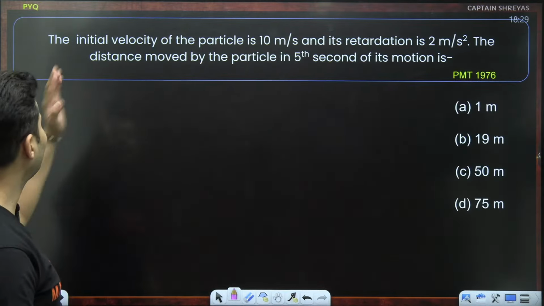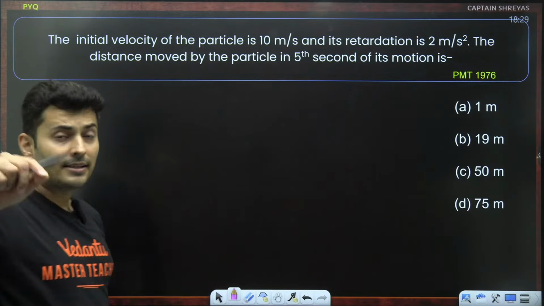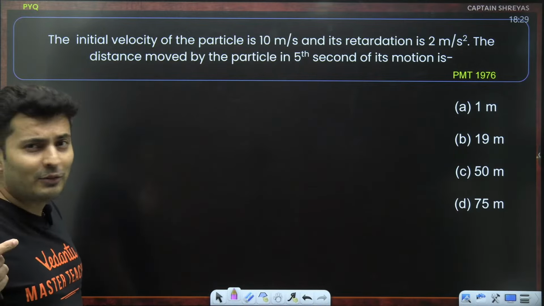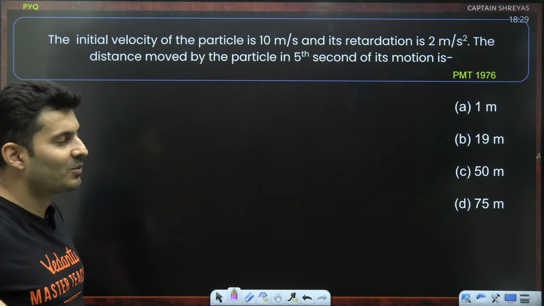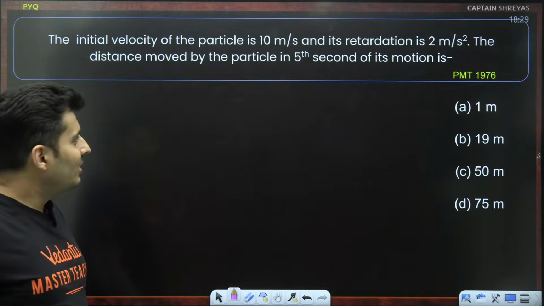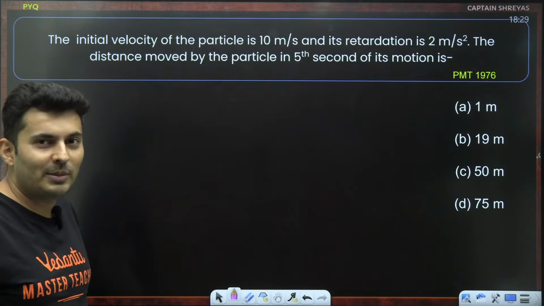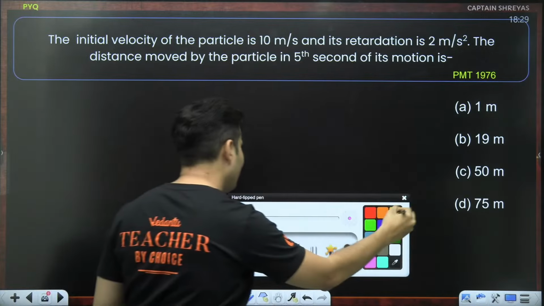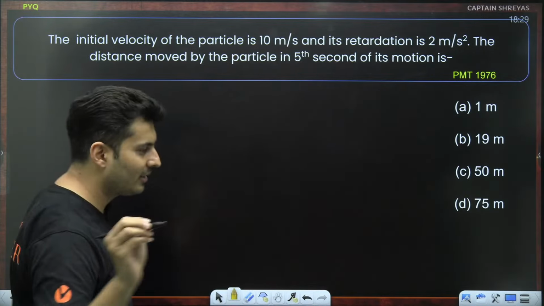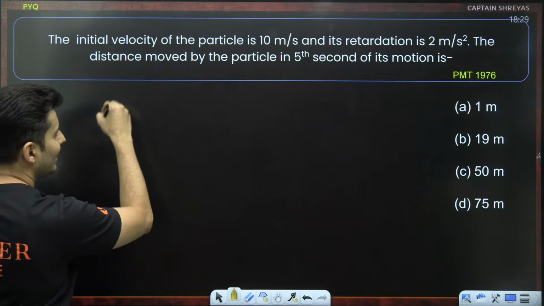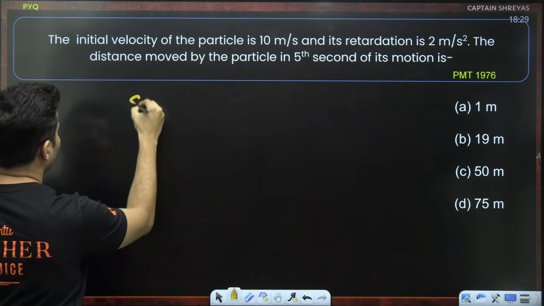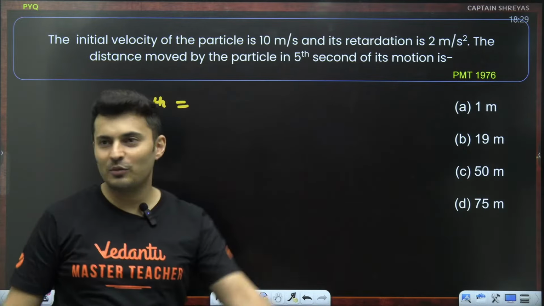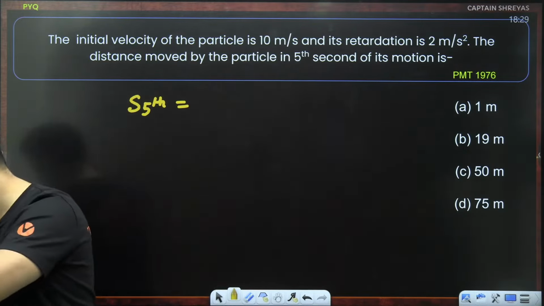Moving on to the next one: the initial velocity of the particle is 10, retardation is 2, distance moved by the particle in the 5th second. This was asked in PMT 1976. Wow, very old, but still, I want to see if you are in that age, will you be able to crack this within 30 seconds or no? Come on, in the next 30 seconds, I want every one of you, even if you're watching it recorded, to crack this question and give me the answer. Come on, guys, PMT 1976. Displacement in the 5th second. Question is very straightforward. Formula is there with you.